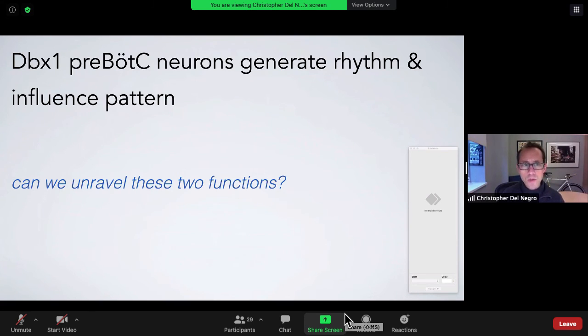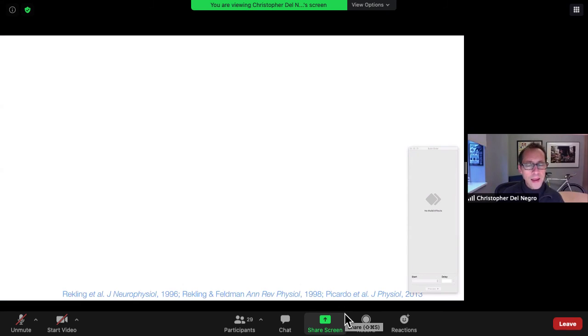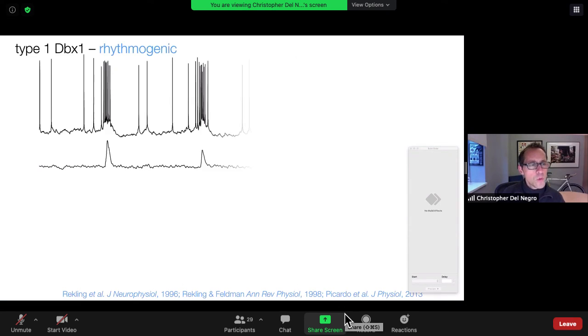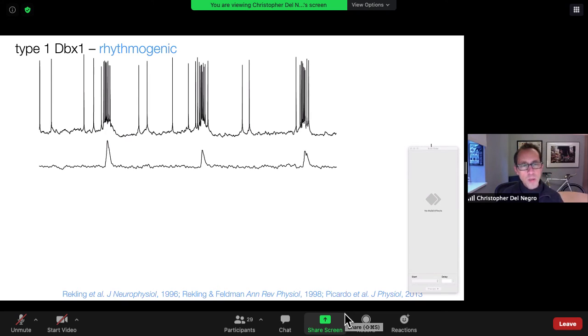So we sought to do this. And to do that, we looked back in the literature to try and find some clues. And we really took a lot of clues from a study published by Jens Rekling in the mid-1990s, where after making recordings from the preBötzinger complex, he suggested that neurons in the preBötzinger complex fall into two camps.